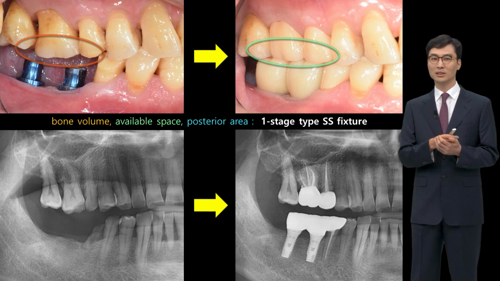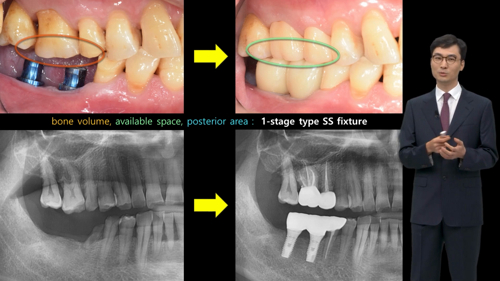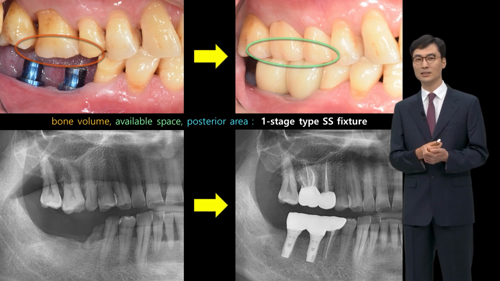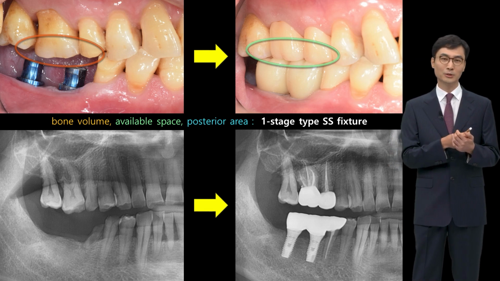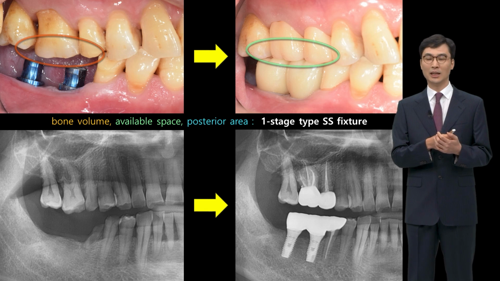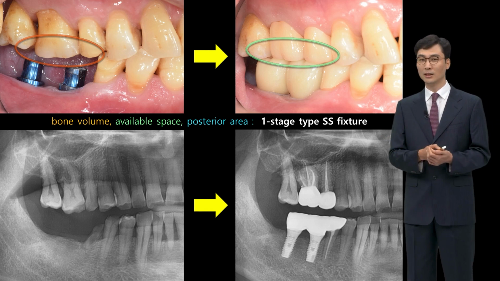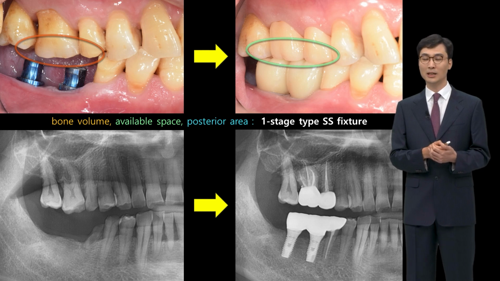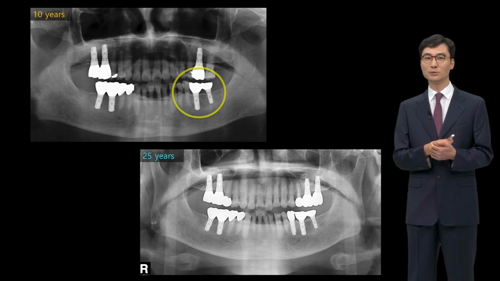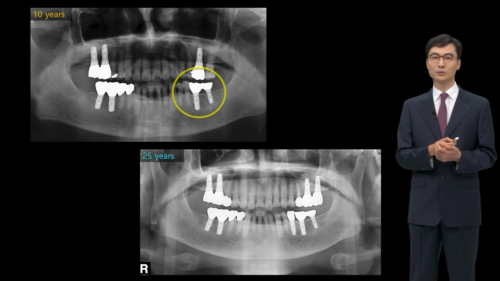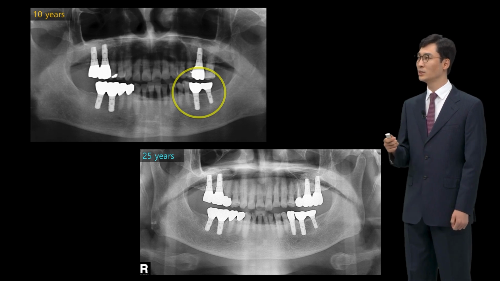But it requires sufficient vertical space. So if the space is tight and submerged or GBR is required, this procedure is not appropriate. Even though I try to use SS implant as much as possible, not in many cases it can be used. Non-submerged type implant is something I try to use. That's what I want to emphasize here. Experience is that non-submerged type implant has very good long-term outcome.